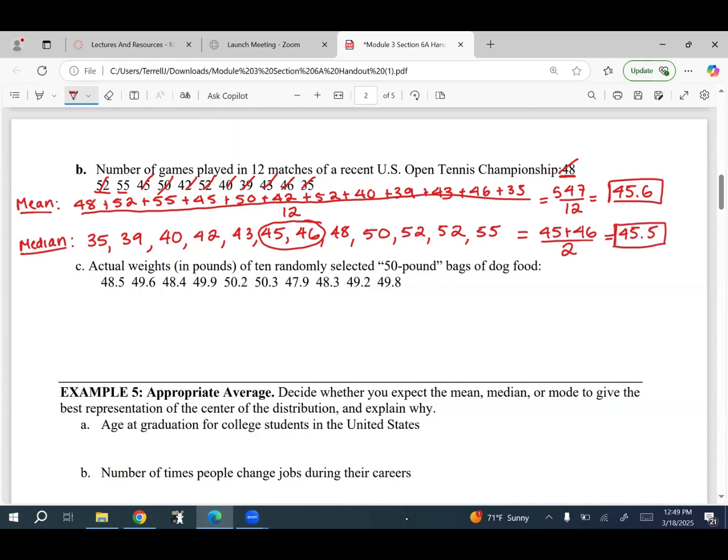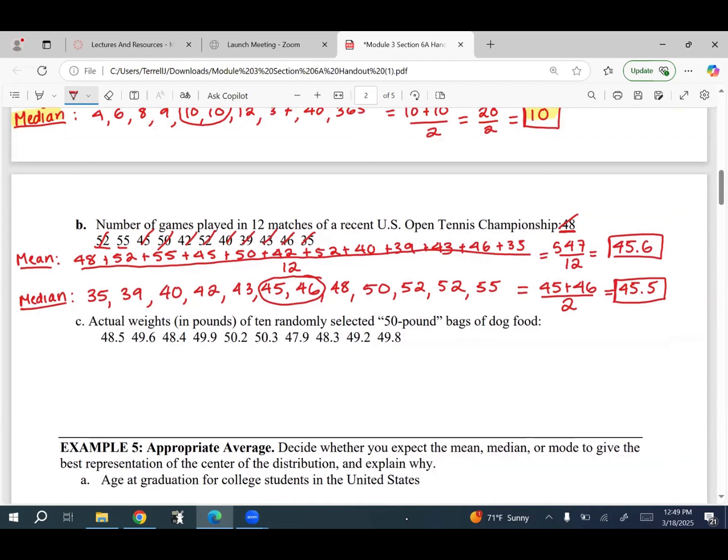That would be your median. For your mode here, let's erase this. So the mode is the number that occurs most often. So if you look at this, the number that occurs most often here would be 52. 52 occurs more than any other number, so that is my mode.